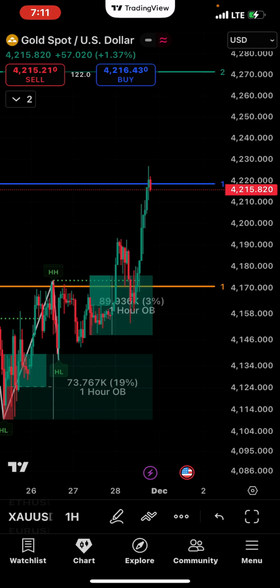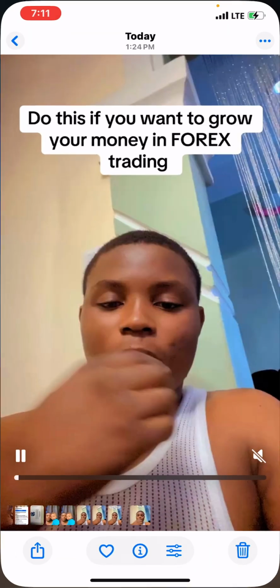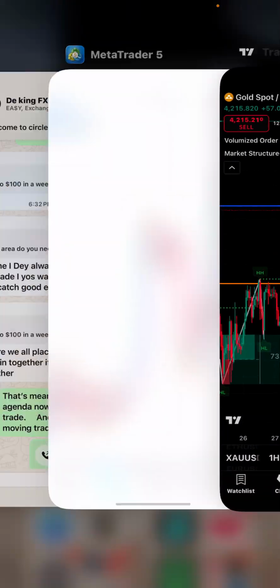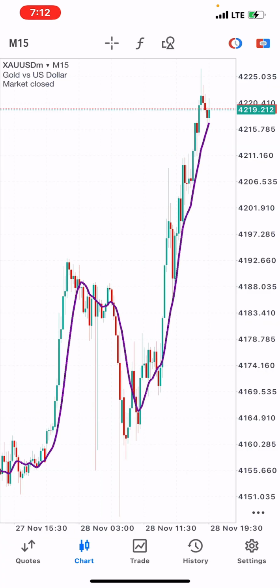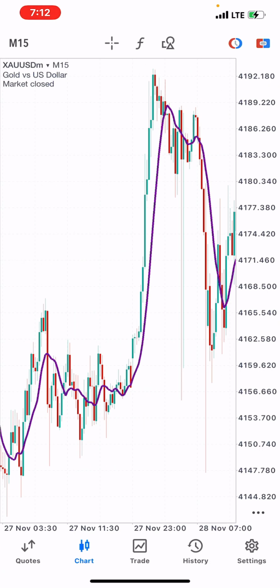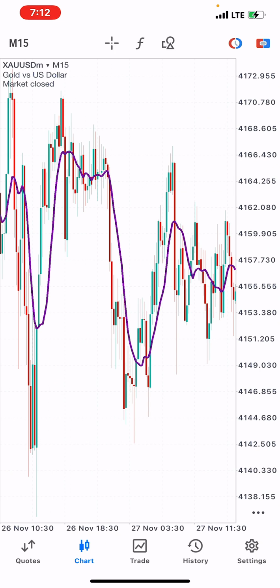Now let's go to MetaTrader 5. Let me show you how to use my moving average for a confirmation to take my trade. Now let's go. Now this is good. This is good. Now this is 15 minutes time frame.